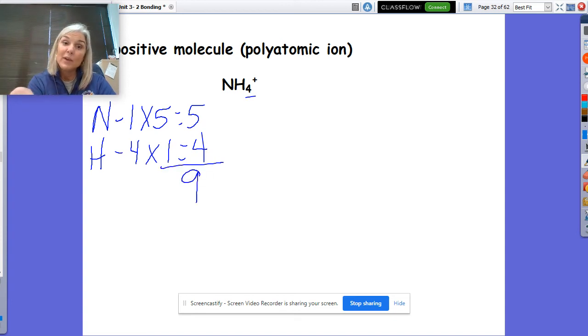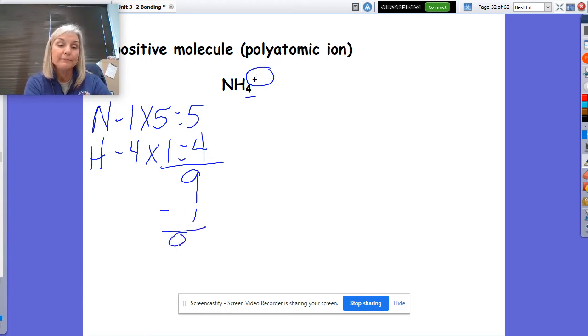But again, now we have this positive charge. So if you wrote that in your notes from the previous slide, it says if you have a positive ion, then that means you've got to subtract. Because remember, this ion right here is positive because it has lost an electron. So I'm going to subtract 1, and that gives me 8. So we've got to use up 8 valence electrons.